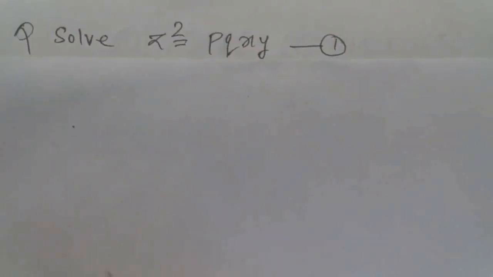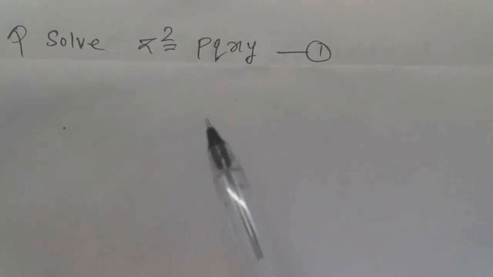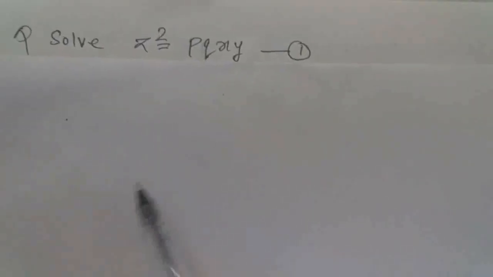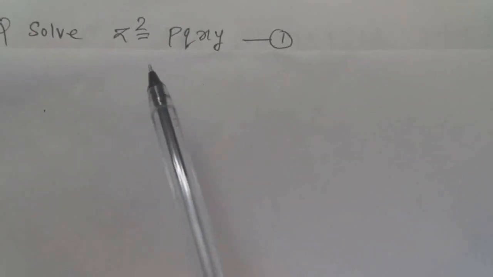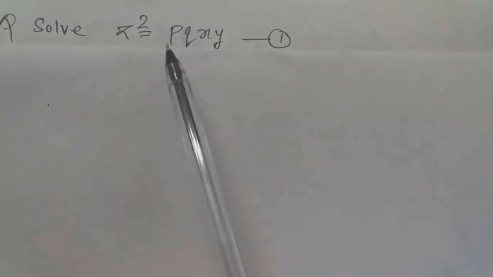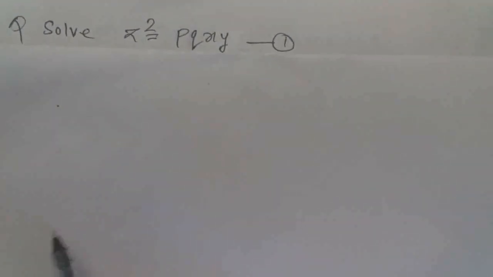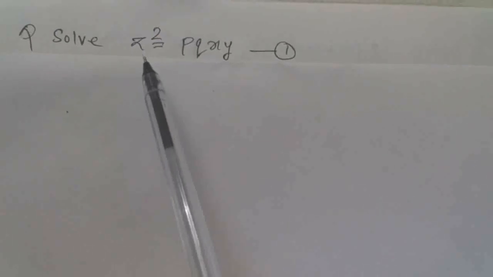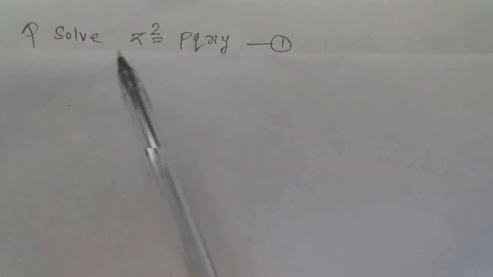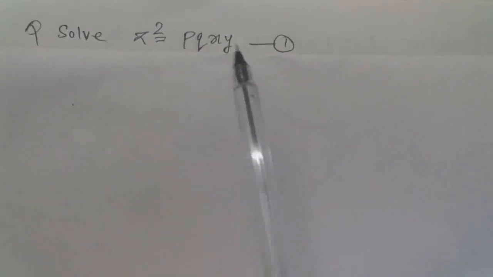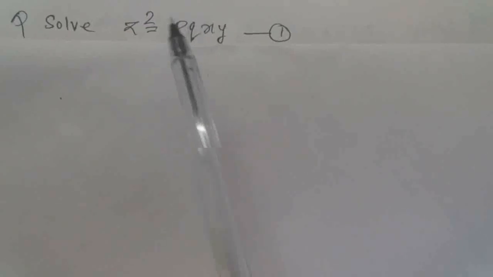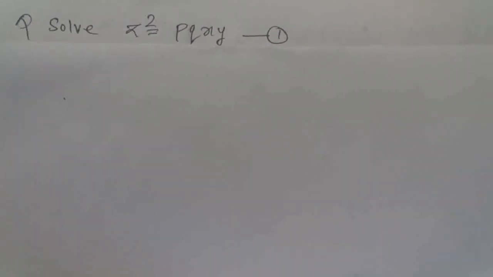Our next question is: solve z square equal to p into q into x into y. This is clearly a non-linear partial differential equation of first order. Non-linear because of the product term of p and q, and further the power of z is other than 1. And since the equation is not in standard form, we apply the Charpit method to obtain its complete integral.